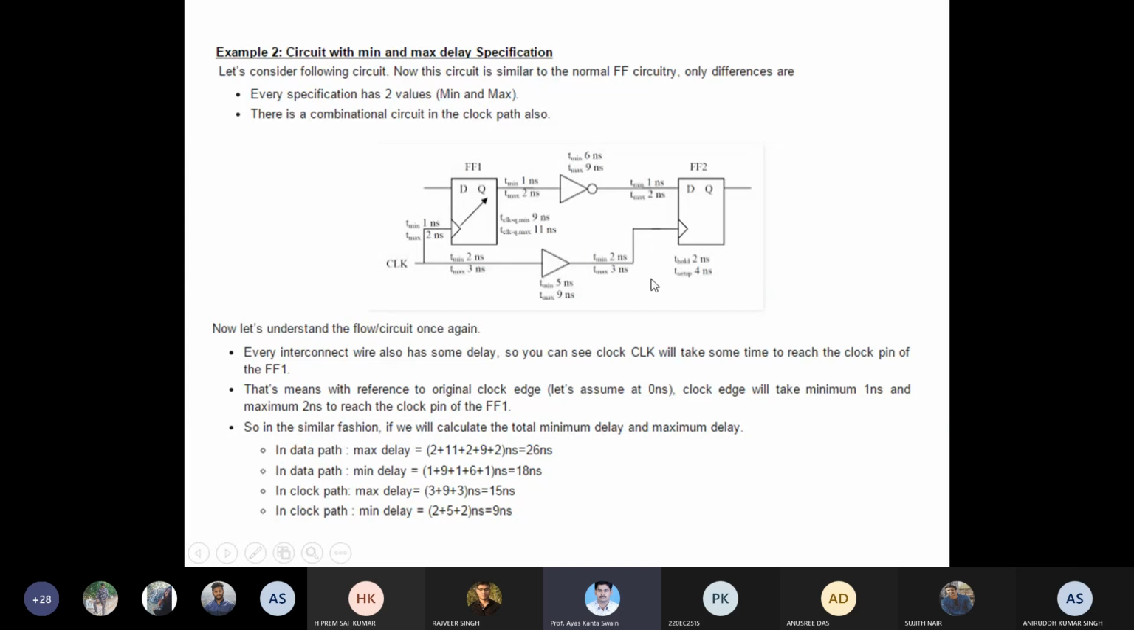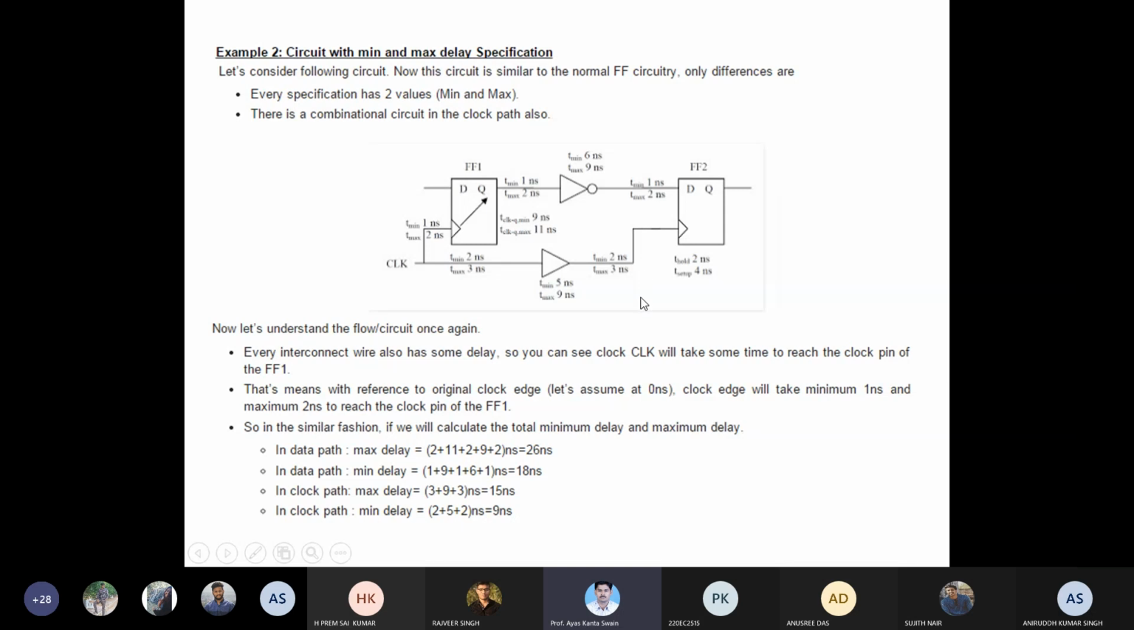We are just finding out the delays. We are not considering setup, so till now we are not calculating the T minimum clock, the minimum period of the clock. We are only calculating the path delays. So this equals 15 nanosecond, the maximum delay of the clock path. Similarly, the minimum delay of the clock path is 2 nanosecond plus 5 nanosecond plus 2 nanosecond, which is 9 nanosecond. So now we have just reached the input of this flip-flop.